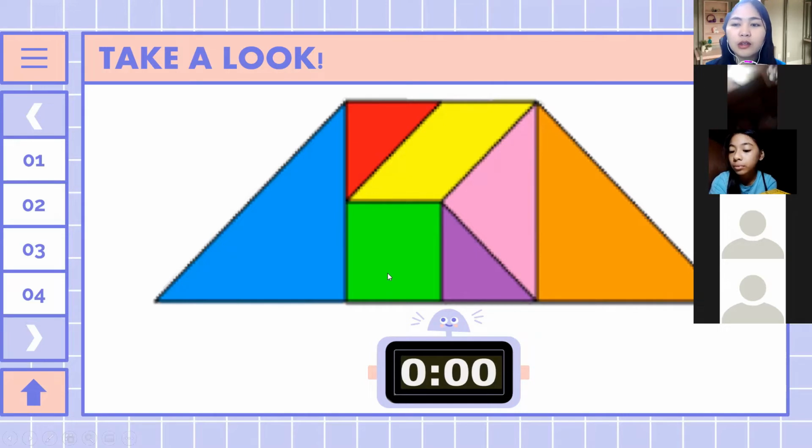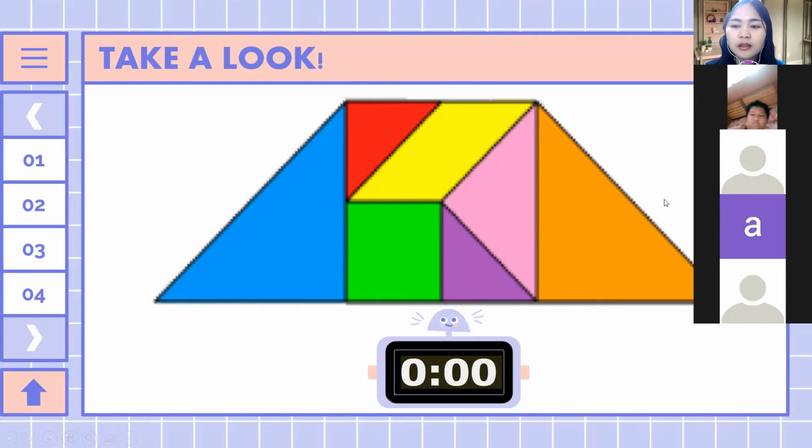Okay, very good. What else? Triangle, ma'am. Triangle. Very good. What else? Rectangle, ma'am. Rectangle. Very good. So we have our rectangle. What else? Parallelogram. Very good. We have here parallelogram. Okay, we identified square, triangle, rectangle, parallelogram. Ano pa?